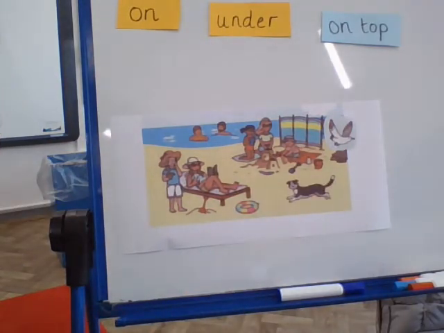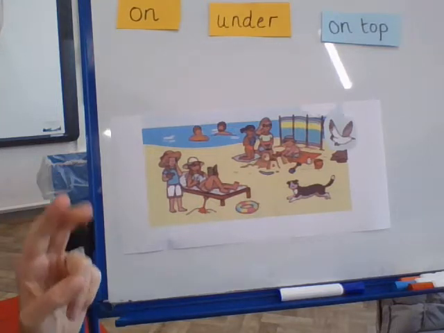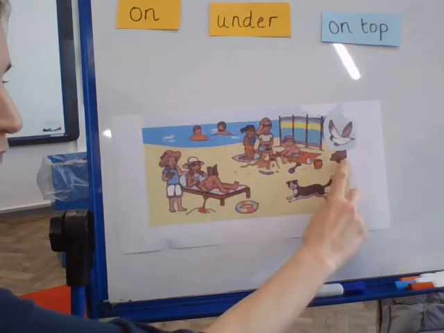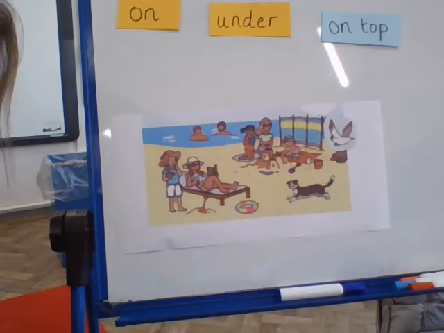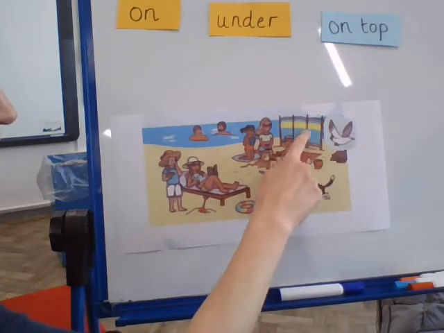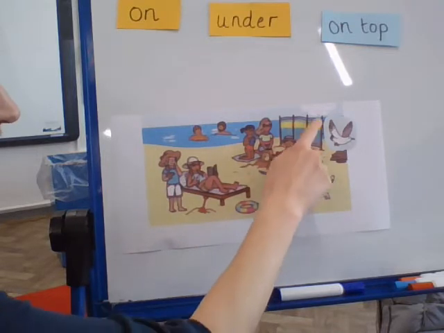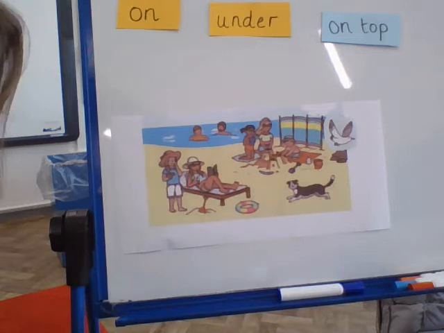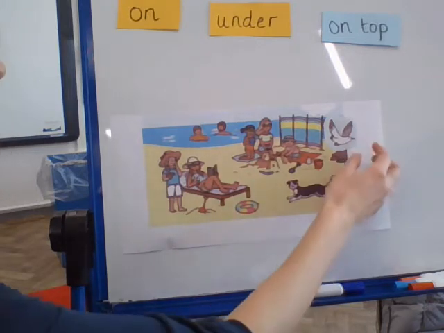Where's the seagull? Oh, I heard 2 answers there. Some people said he's on top of the rock. Other people said he's next to, this is called a windbreaker, or he's next to the family, isn't he? He's next to the family that are making sandcastles. Let's do another one.